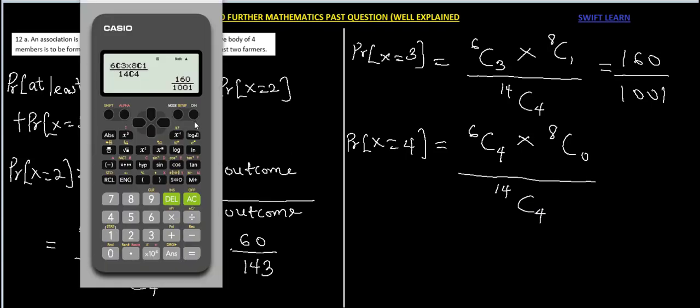Alright, using our calculator here. So what are we going to have here? This will be 0, right? So here will be 6 combination 4, as you can see. So yes, combination 0. Then we have 4 combination 4. So that's 15 divided by 1001.